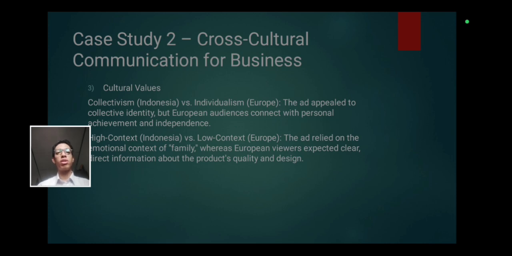Cultural values. Collectivism in Indonesia versus individualism in Europe. The ad appealed to collective identity, but European audiences connect with personal achievement and independence. High context Indonesia versus low context Europe. The ad relied on the emotional context of family, whereas European viewers expected clear, direct information about the product quality and design.